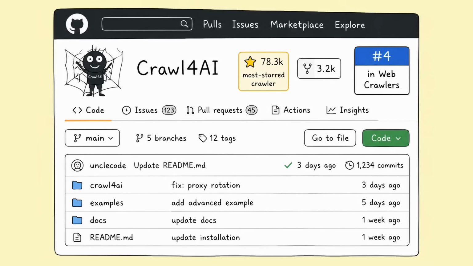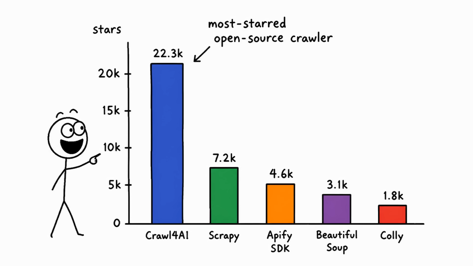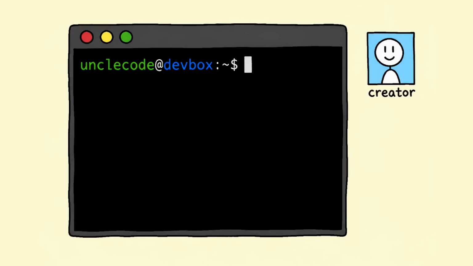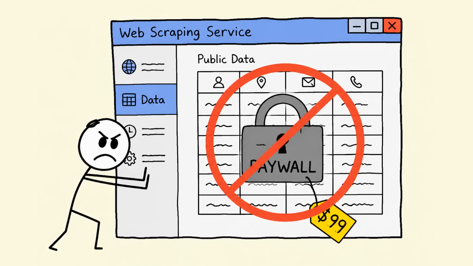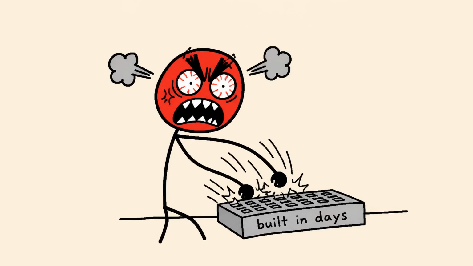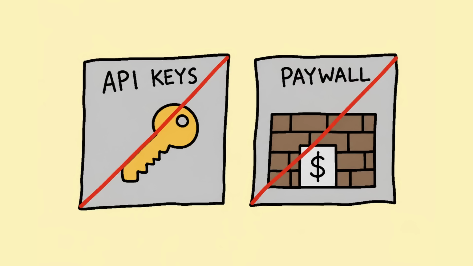Number 4 is Crawl4AI, and it's the most starred open source crawler on GitHub, which kinda tells you how badly people needed it. So the origin story is the value prop. The creator, who goes by Unclecode, got fed up with paywalled, gated scraping services charging him to pull public web data into AI pipelines. In his words, he went turbo anger mode, built Crawl4AI in days, and it went viral. No API keys forced on you, no paywall.